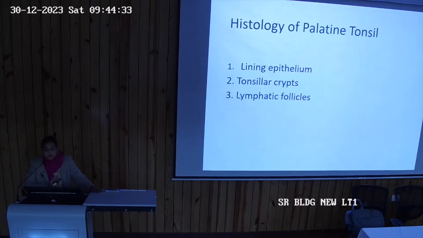Now these are the three important points that you have to write. This is the easiest slide out of all that we have studied, palatine tonsil. First is the lining epithelium. You will get half of the marks here only. Then tonsillar crypts. This tonsillar crypts is the word which the external examiner wants to hear and see in your answer sheets. Lymphatic follicles.